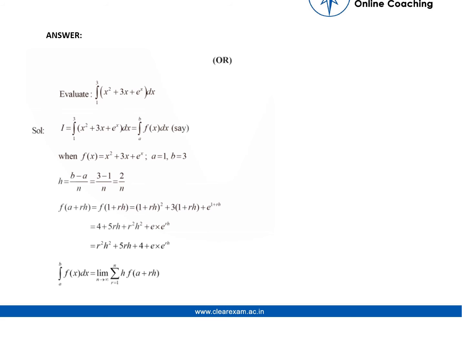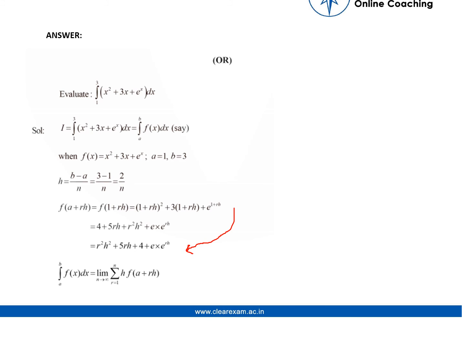Evaluate the integral of (x square plus 3x plus e^x) dx from 3 to 1. Integral of (x square plus 3x plus e^x) dx is equal to the integral of f(x) dx, when f(x) is equal to x square plus 3x plus e^x, that makes a is equal to 1 and b is equal to 3. Now putting the values in the formula, we'll get f(a plus rh) equal to r square h square plus 5rh plus 4 plus e into e^(rh).